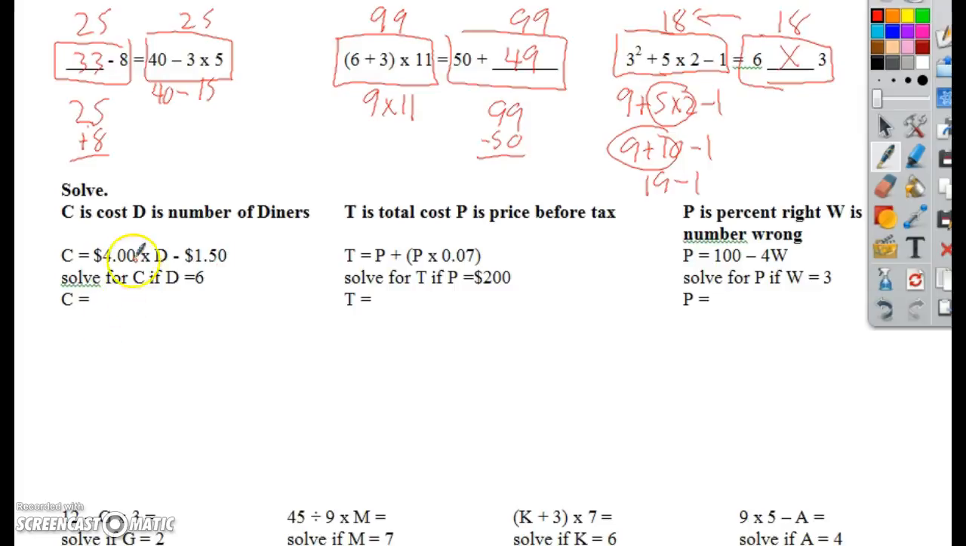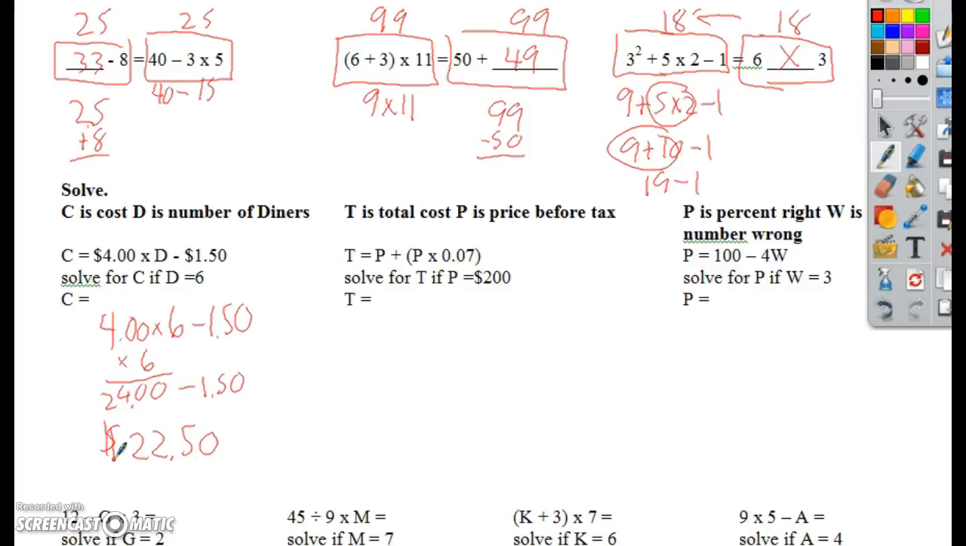So I'm just going to plug in my numbers. I got $4 times D, and D is 6 minus $1.50. And then it's just use an order of operations. So I'm going to do the $4 times 6. 24 bucks minus $1.50, and if you subtract it outright, you should get $22.50.